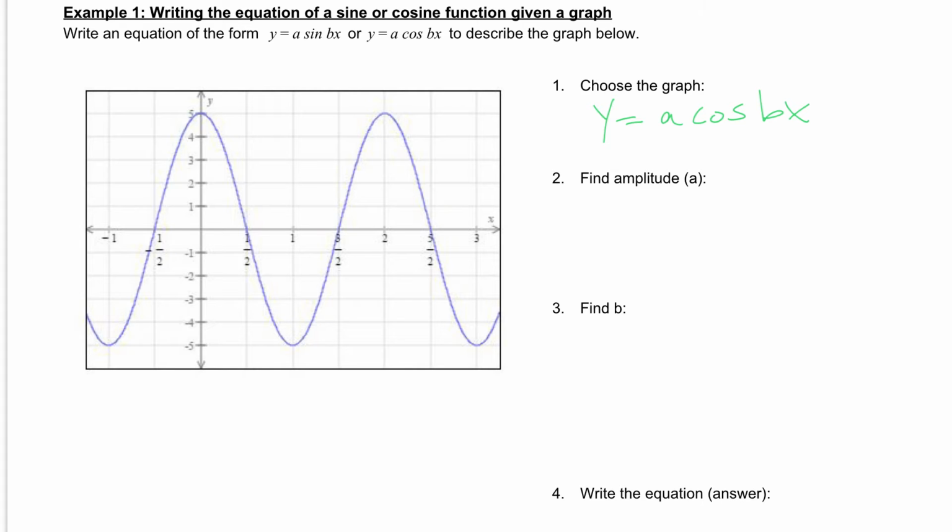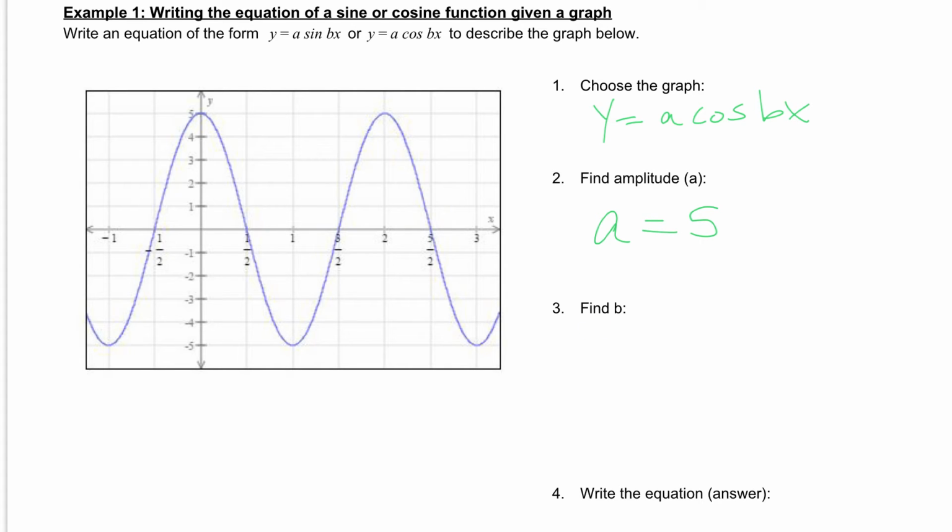Next, we want to find our amplitude. If we take a look at our amplitude, you should be able to look halfway between the top and the bottom. The midpoint between the top and the bottom, so the top is 5, the bottom is -5, tells us that our midline is at 0. And our amplitude is the distance from the midline up or from the midline down. The distance should be the same. So from 0 up is 5, from 0 down is also a distance of 5. So we know that a is 5.